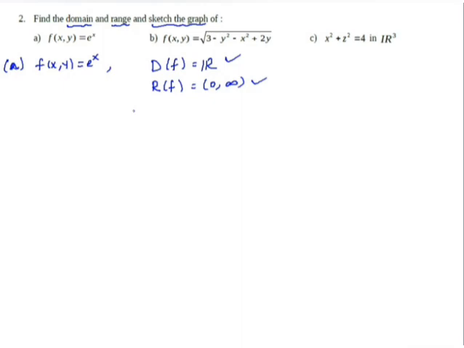If you want to sketch the graph, e to the power of x is like this. It's an increasing function having this form. So this is roughly the graph of the function e to the power of x.